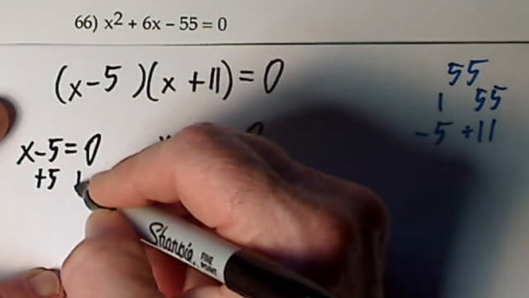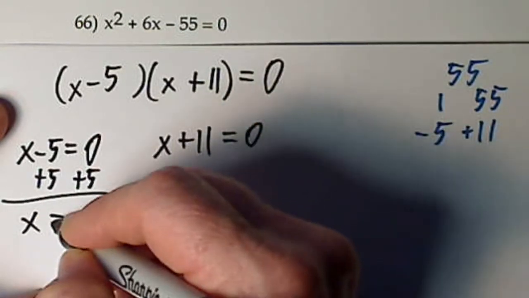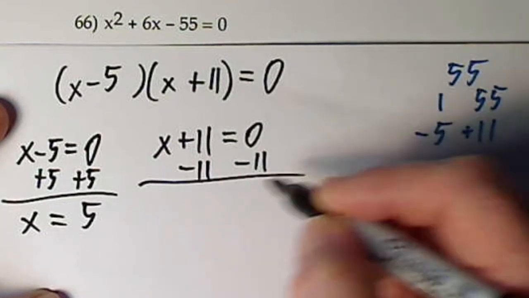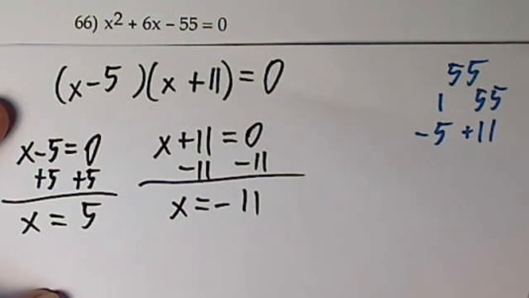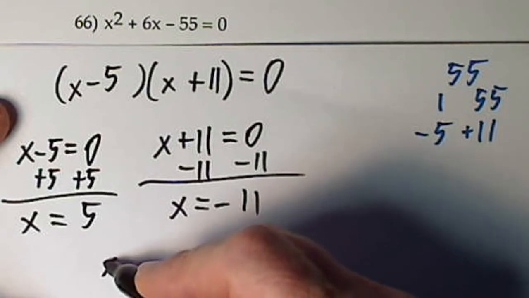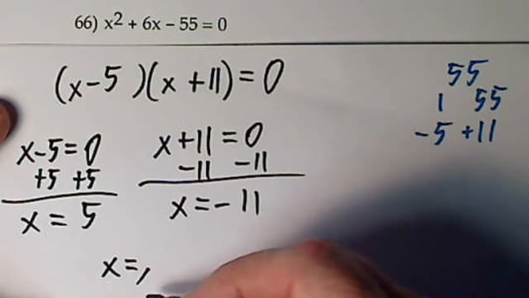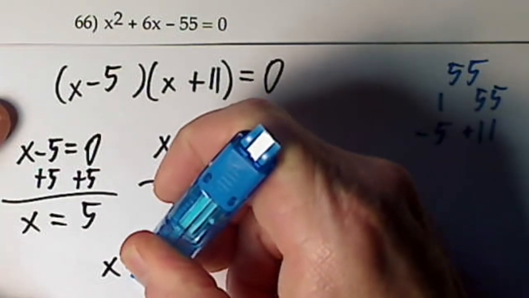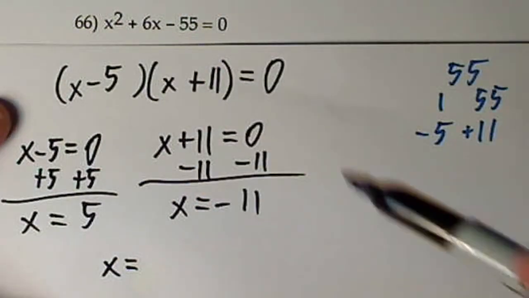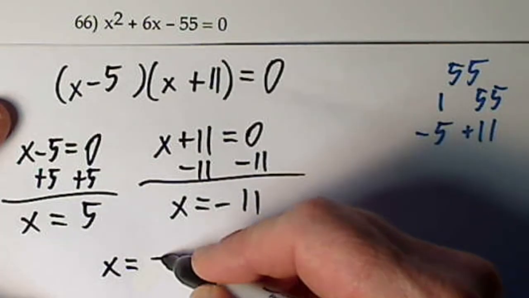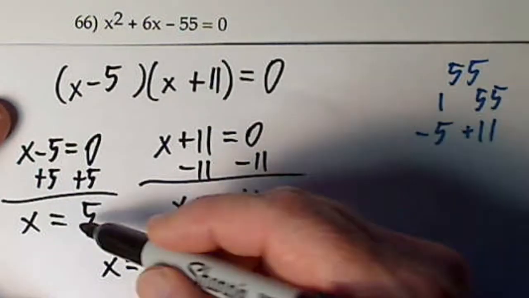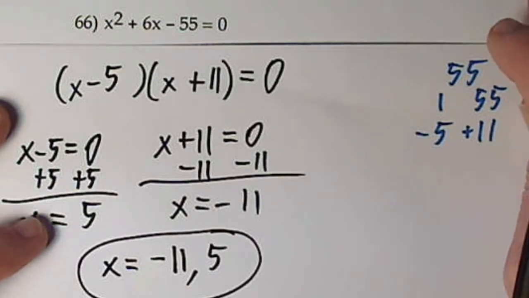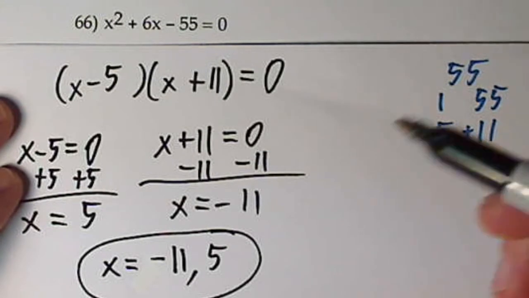So that would be plus 5 and plus 5. And minus 11 minus 11. So the answer is x equals, whoops, I didn't need that comma there. Negative 11, I usually put the negative first, put the smallest numbers first, and positive 5. Okay, so these are the two solutions.